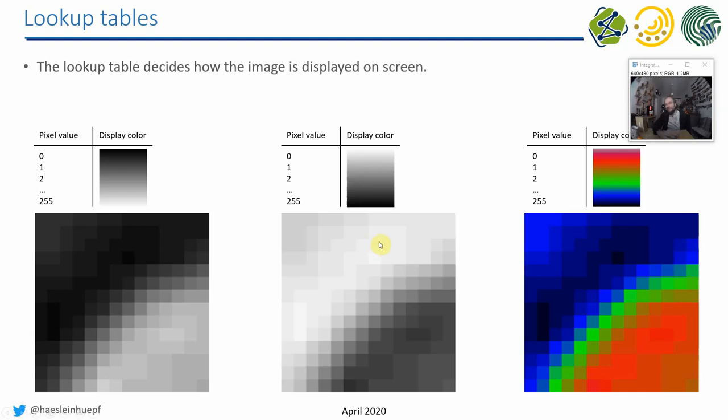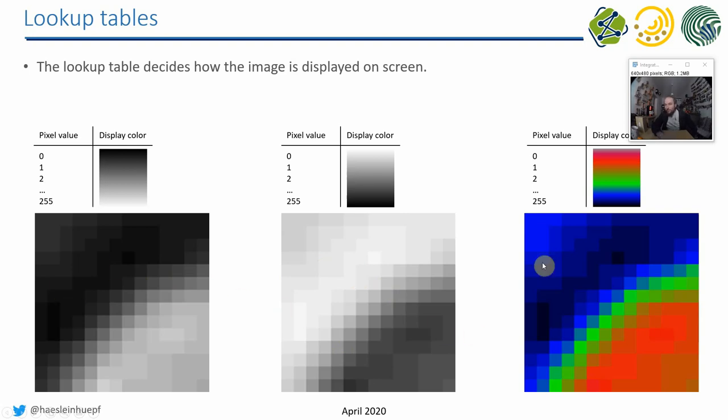And we can also put different lookup tables on our images. In this case, the pixel value 0 is displayed in white, and the display value 255 is displayed in black. And that's why the image looks inverted. But what you should keep in mind when applying a different lookup table to an image is that the image is still the same. The numbers in here are identical to the numbers in this image. So this is the same image. It's just displayed with a different lookup table.